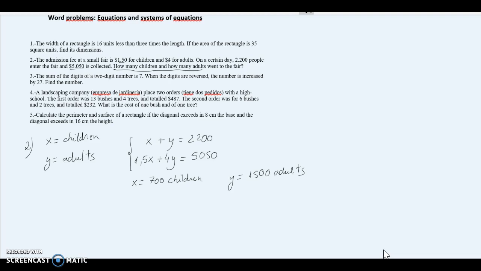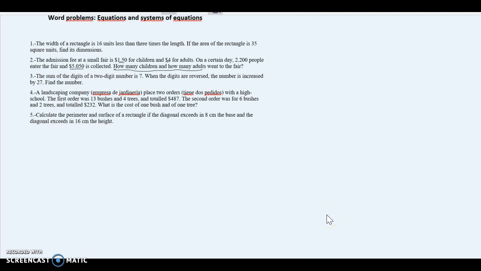So that's everything. The third problem. So read carefully the third problem. So we are going to solve the problem. Let's see. The sum of the digits of a two-digit number is 7. When the digits are reversed, the number is increased by 27. Find the number.